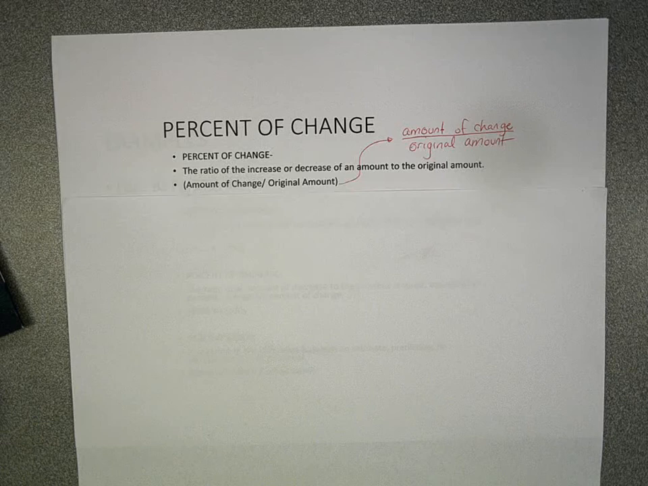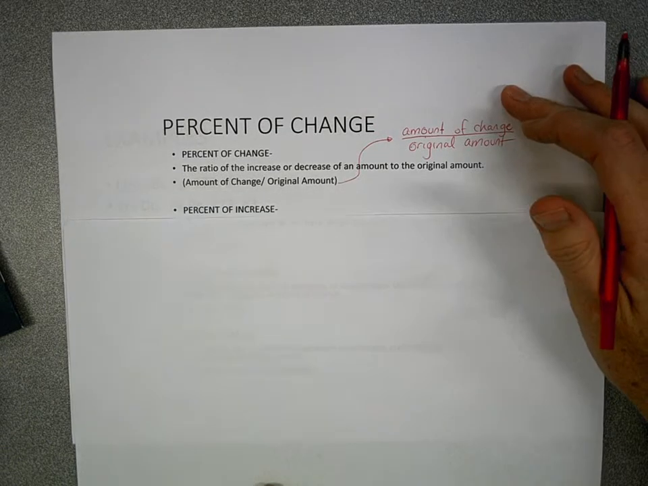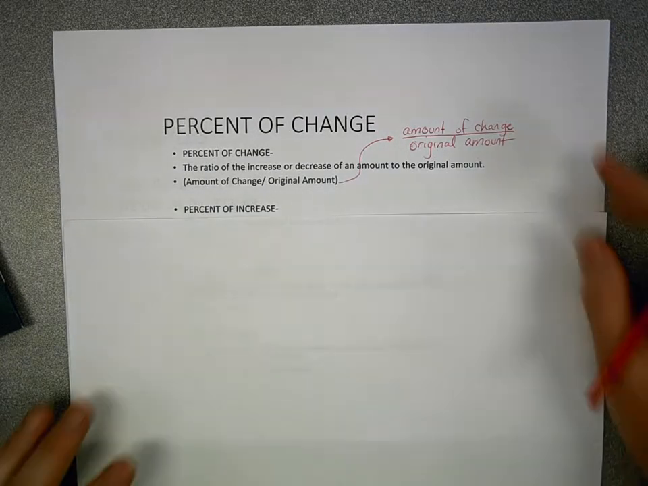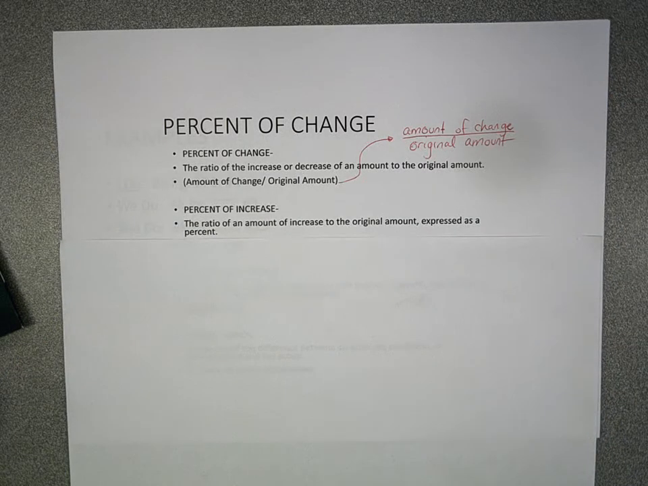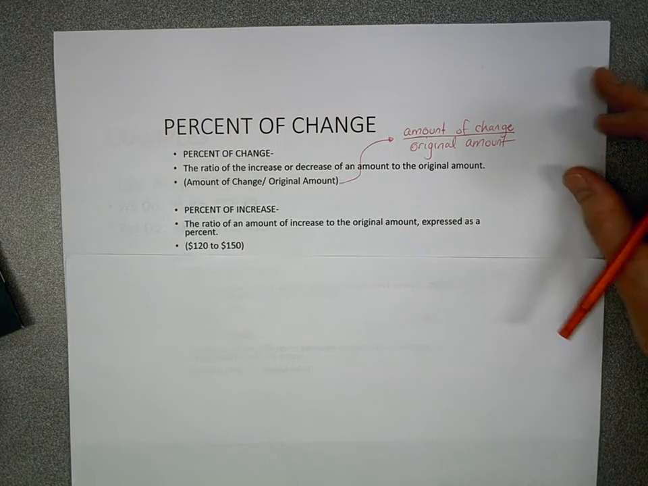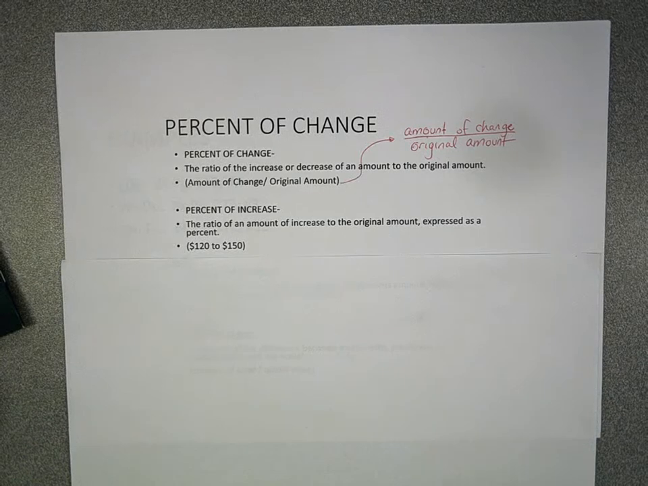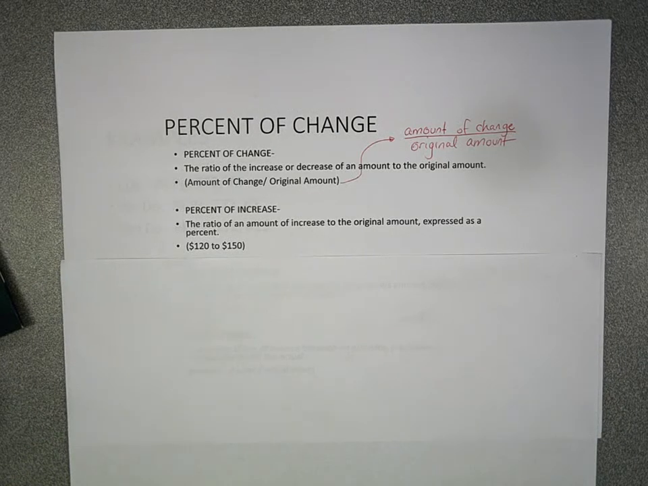Now there are two different types of percent of change, and once you see them, you'll be like, oh, of course. It's pretty basic. The first type is a percent of increase. Your book says it's the ratio of an amount of increase to the original amount, expressed as a percent. We'll get into that in just a bit. For example, a problem would be $120 jumps to $150. That's getting larger in price, so you could find the percent of increase.